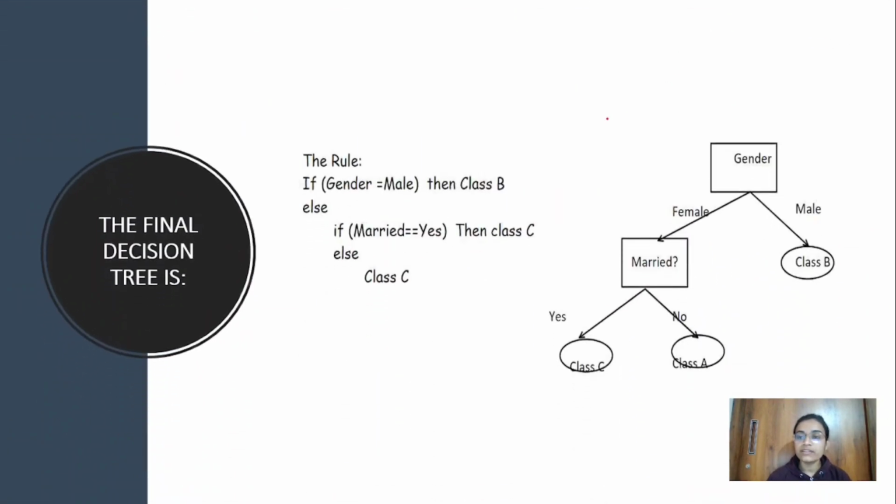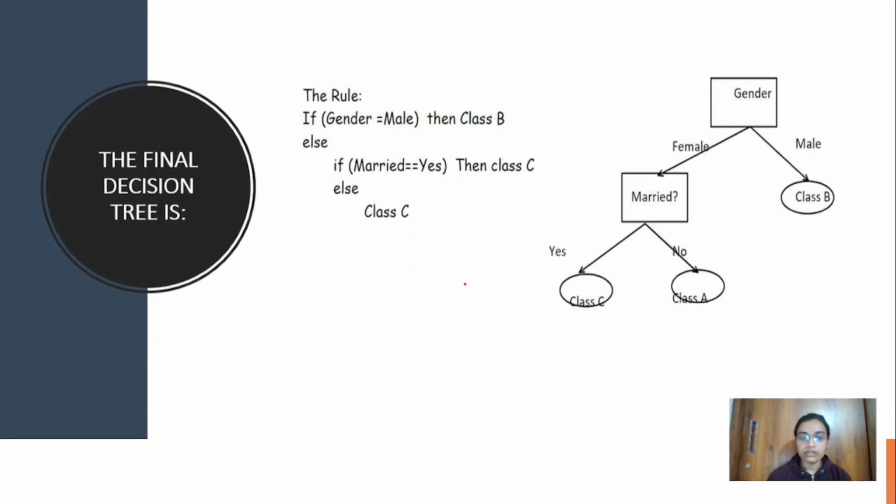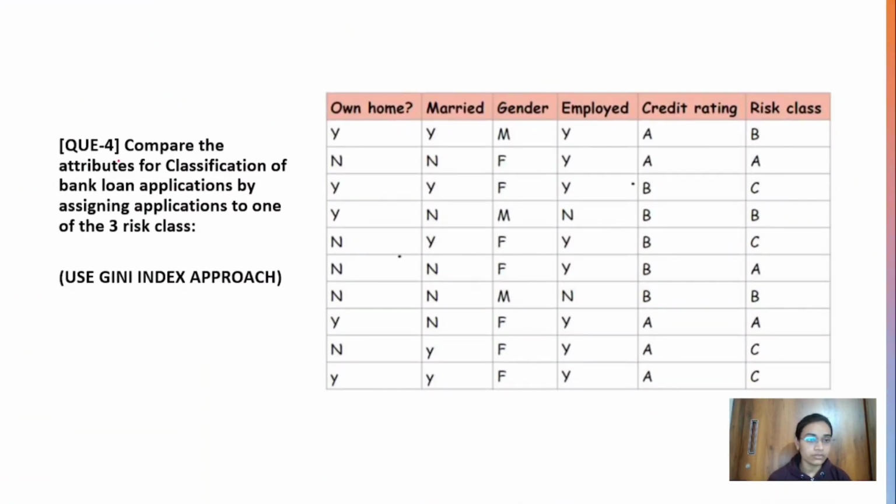So this is the final decision tree, and these are the rules generated from the decision tree. Now moving towards the next question.